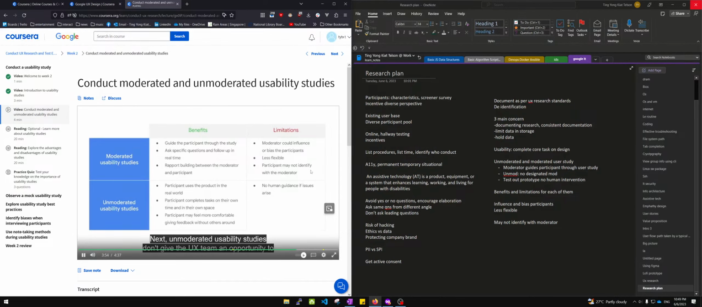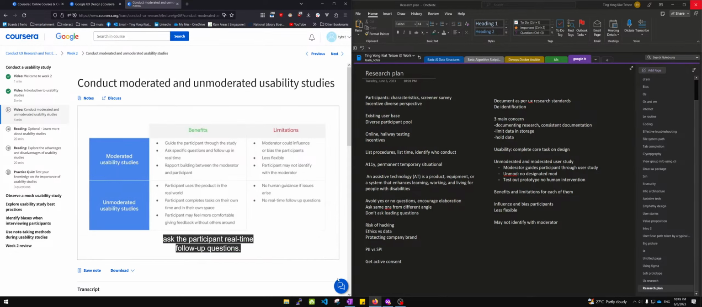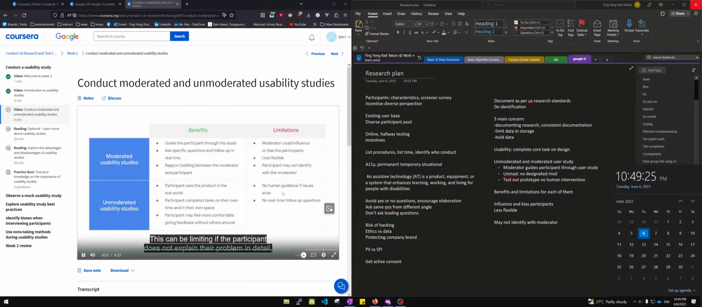Next, unmoderated usability studies don't give the UX team an opportunity to ask the participant real-time follow-up questions. This can be limiting if the participant does not explain their problem in detail because there's no way to follow up once the UX team watches the recording.